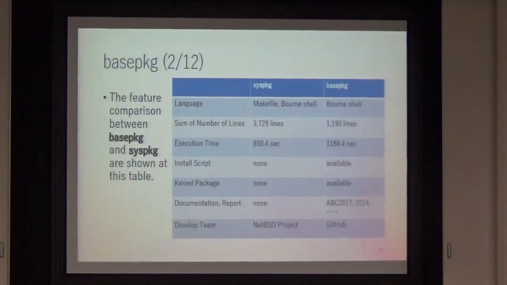Sets consists of many makefiles and shell scripts. Base package is just a shell script of up to about 1200 lines, well coded and documented, so it is easy to read. But base package is slower than sets, and base package has install script and kernel package. And we report the progress of development at conferences. And this package is an optional function, but base package is third-party software.